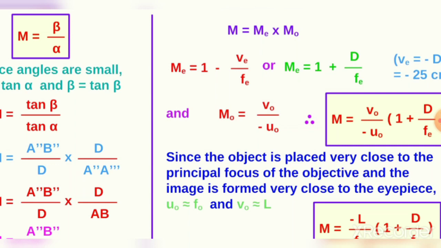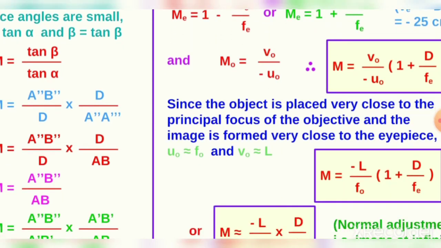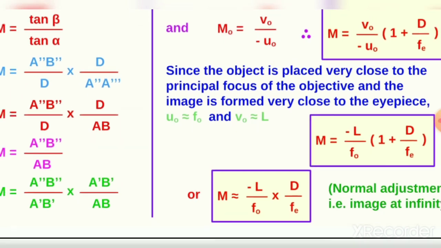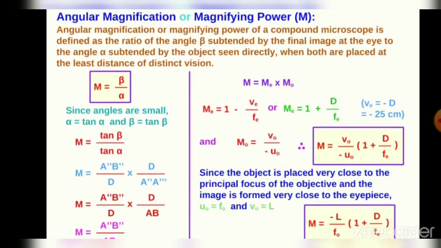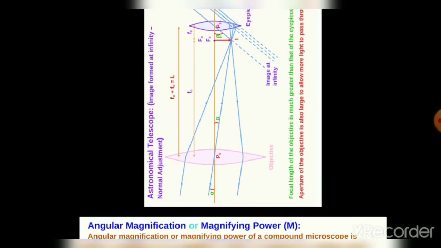Sign is an important thing in this convention. Since the object is placed close to the principal focus, and the image is formed very close to the eyepiece, u0 is approximately equal to f0 and v0 is approximately equal to L. Thus you can write m is equal to minus L upon f0 into 1 plus D upon fe, or by normal adjustment m is equal to minus L upon f0 multiplied by D upon fe. That's the magnification power of a compound microscope.